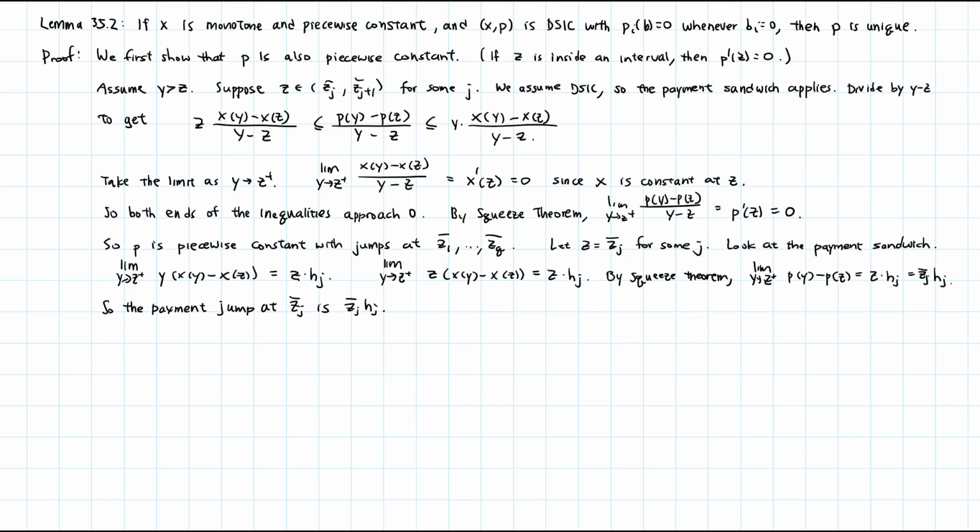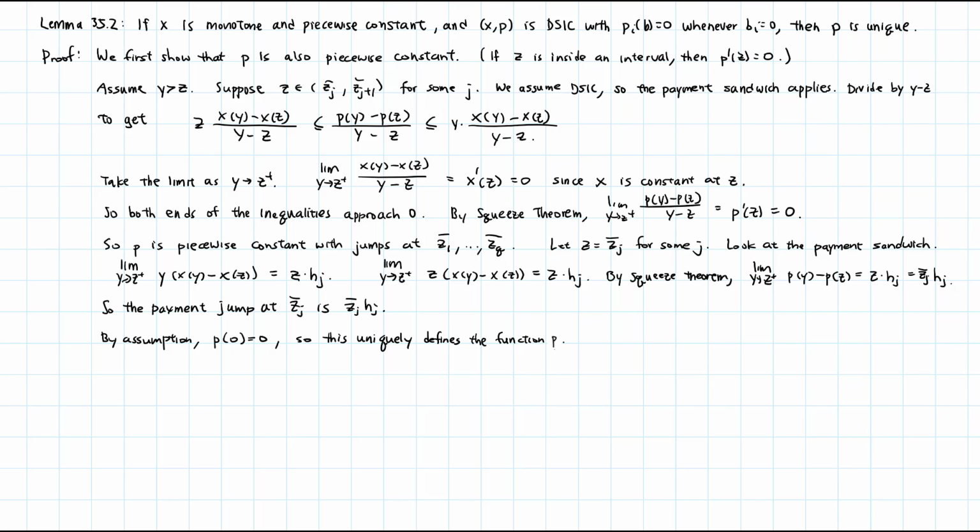So we know that p is a piecewise constant function where, at each of these jump points, it will jump up by this much. But this does not uniquely define p, and that is why we need the assumption that p(0) is 0. That will give us the starting point that we need, so this uniquely defines the function p.